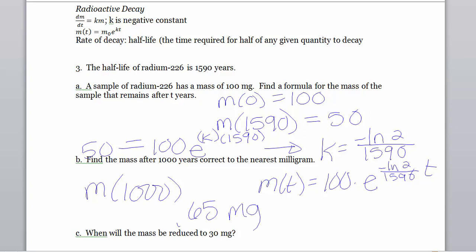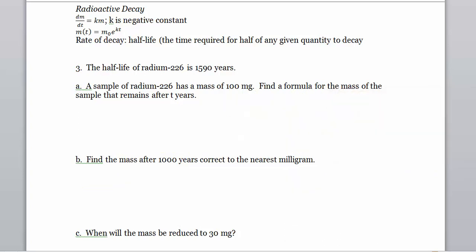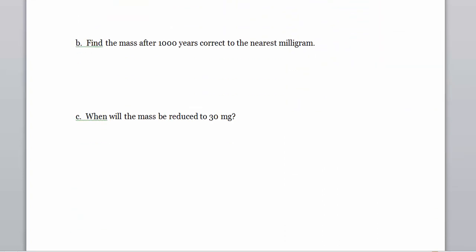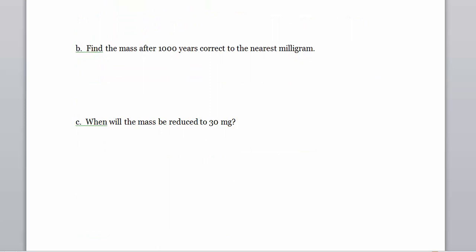Okay. And then the last question is asking, when will the mass be reduced to 30? So none of these questions are asking for rate of growth of the mass, or I'm sorry, rate of decay. So these would all use the original equation. So this again would use the original. I just want to know how many years it would take to have 30. So I would now set this equation equal to 30.